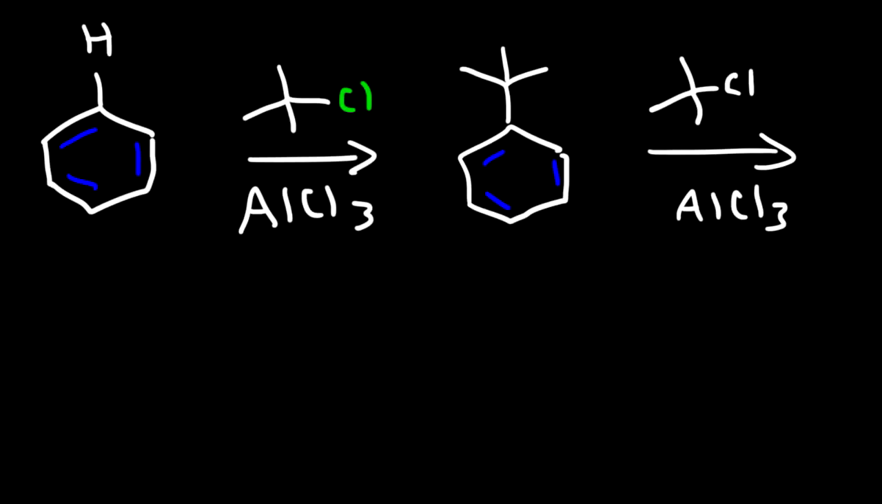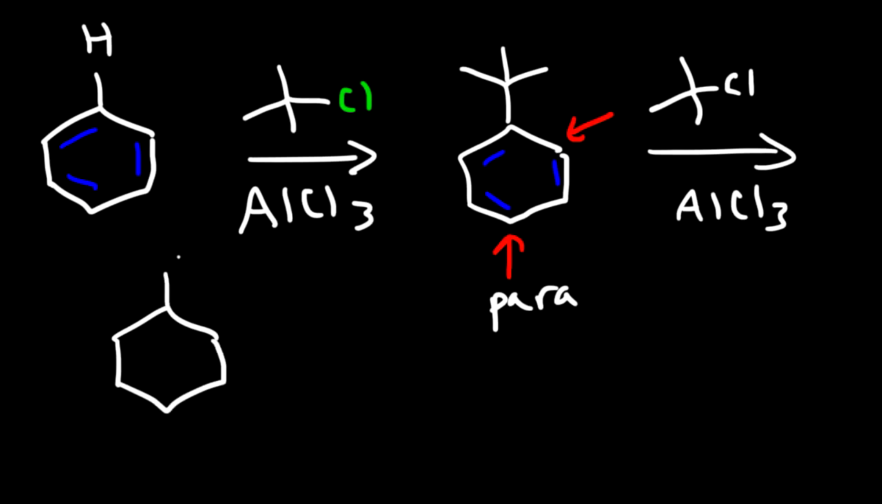Now, the tert-butyl group, like any alkyl group, is an ortho-para director. So it can direct it in the ortho position or in the para position. However, due to steric effects, this position is not very accessible, especially for another bulky group. So we should expect the para product to be the major product. So the final major product in this example is going to look like this. So we want to put the second tert-butyl group in the most accessible position, and that is in a para position.